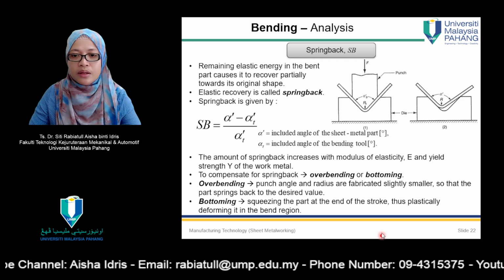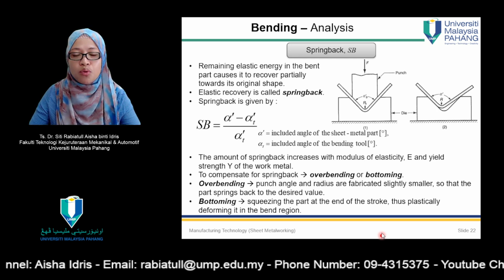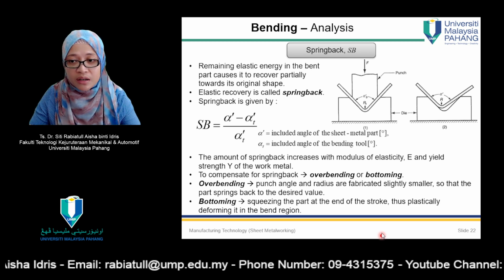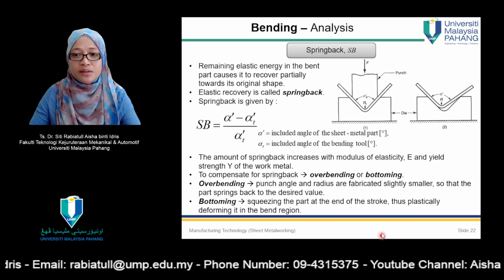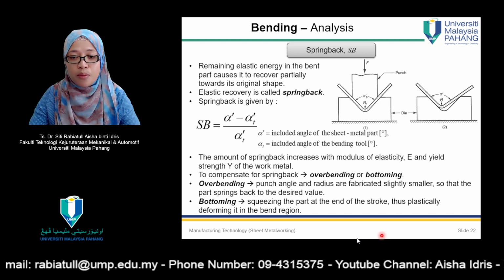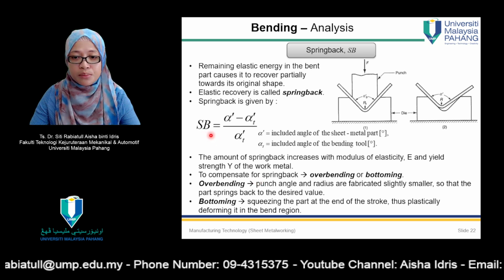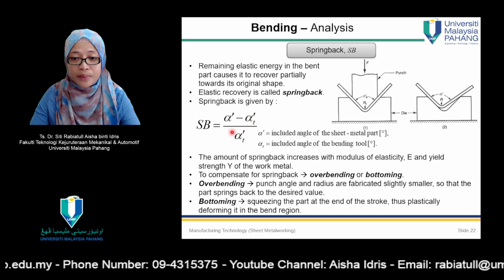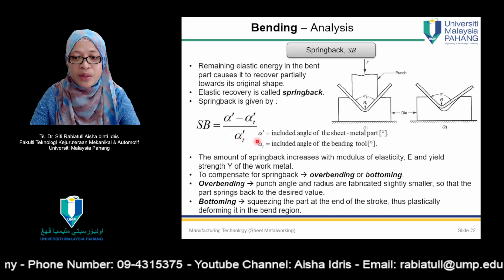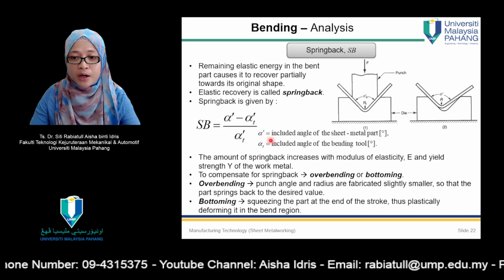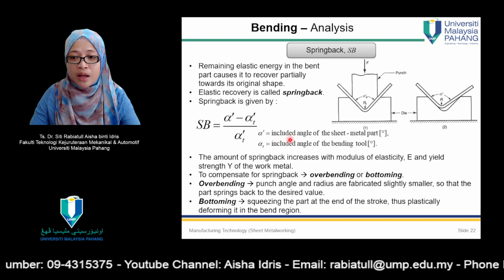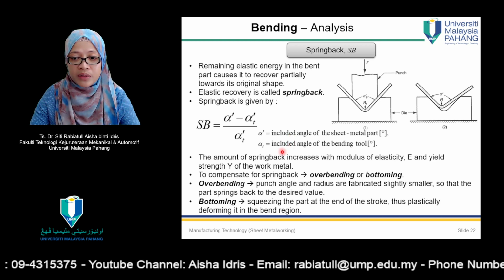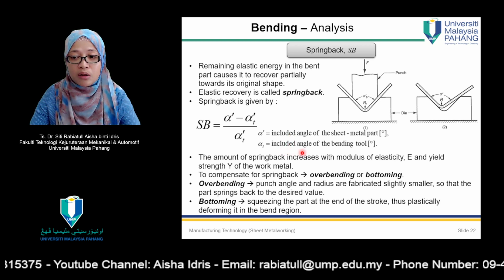Other than that, spring back. Some metals, once we deform them, want to change back to their original shape. So this is called spring back. The formula for spring back is Ksb equals alpha prime minus alpha T prime divided by alpha T prime, where alpha prime represents the angle of the sheet metal part, and alpha T represents the angle of the bending tool.